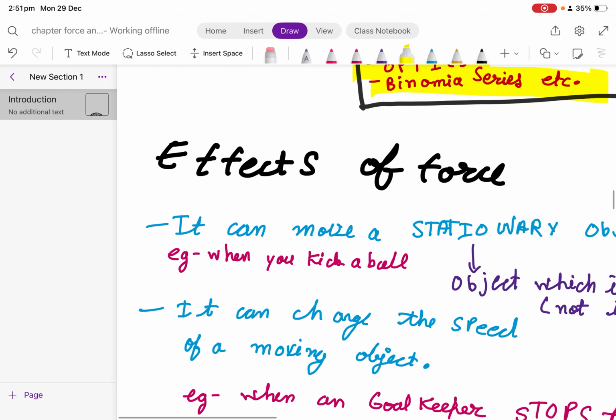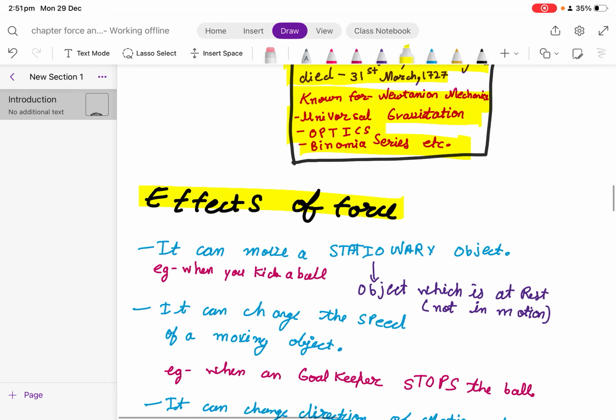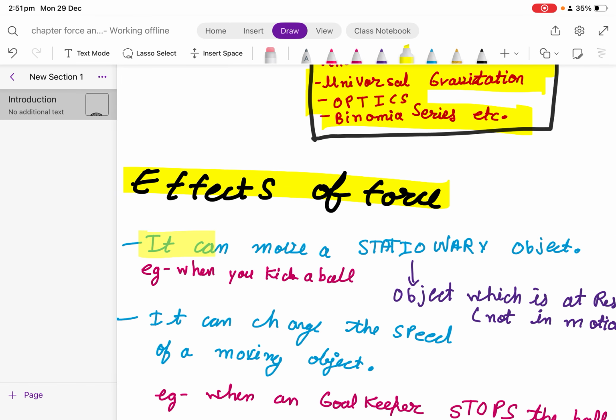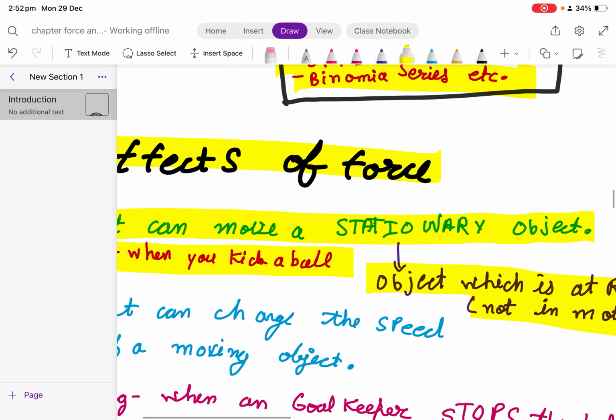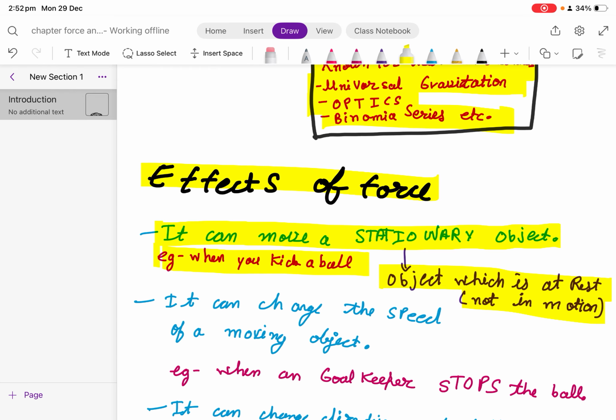Okay, now moving back on to the topic, effects of force. There are effects of force. It can move a stationary object. Example, when you kick a ball, an object which is at rest, not in motion. Yes, stationary here does not mean your class stationery or study material. In physics, stationary is an object which is not in motion, which is at rest.